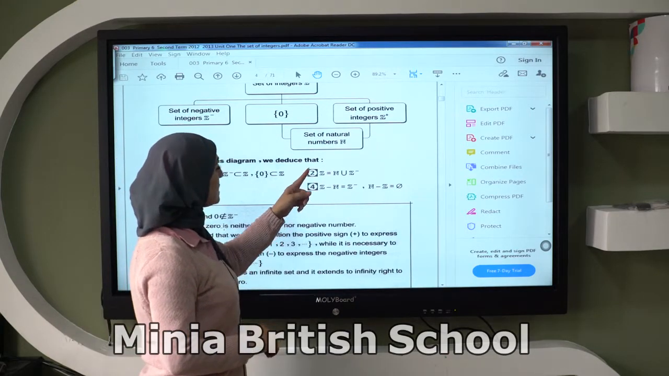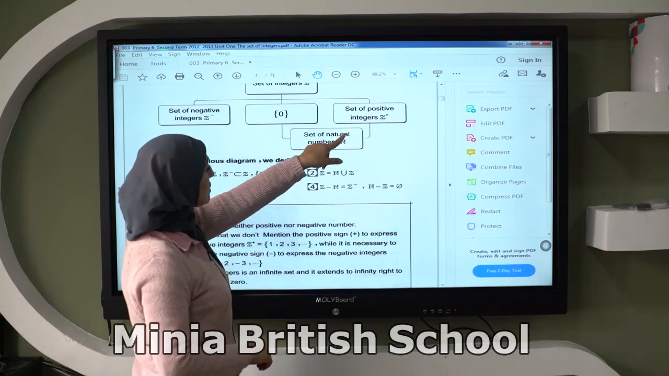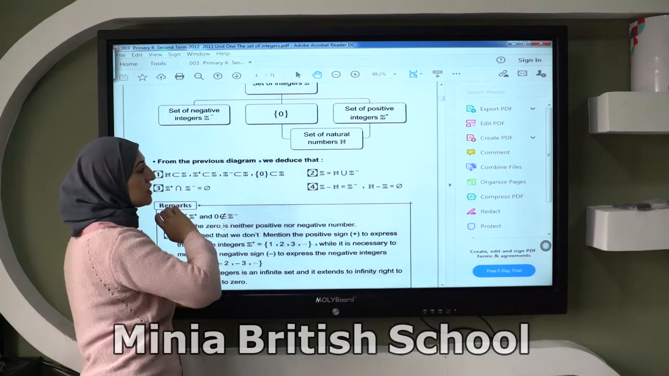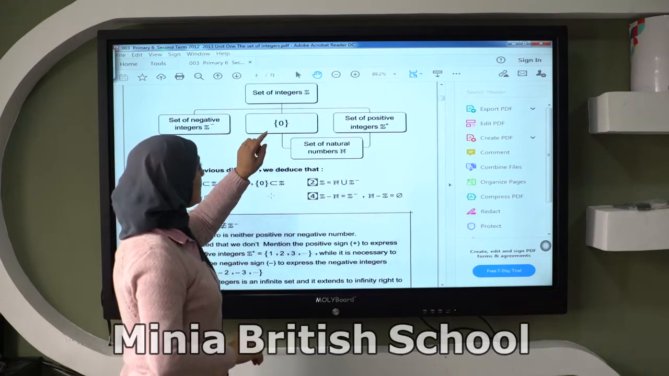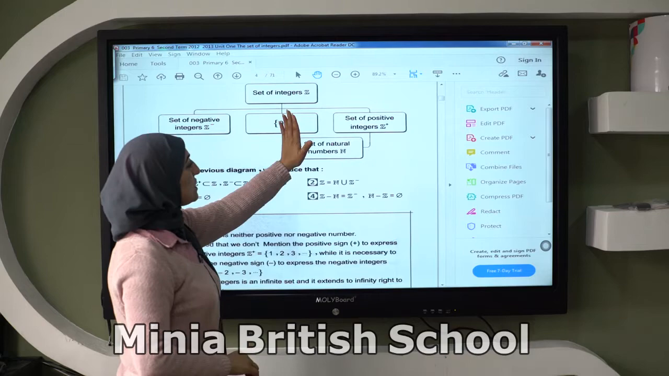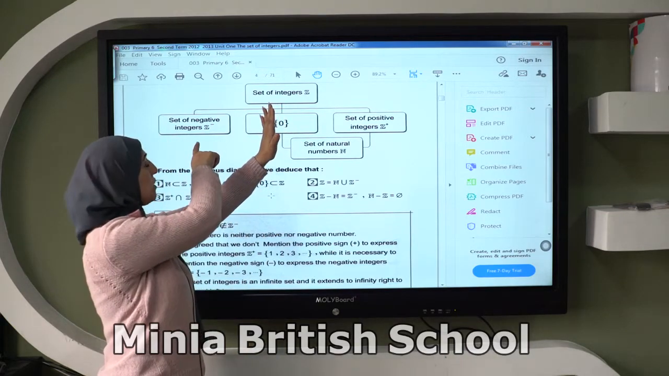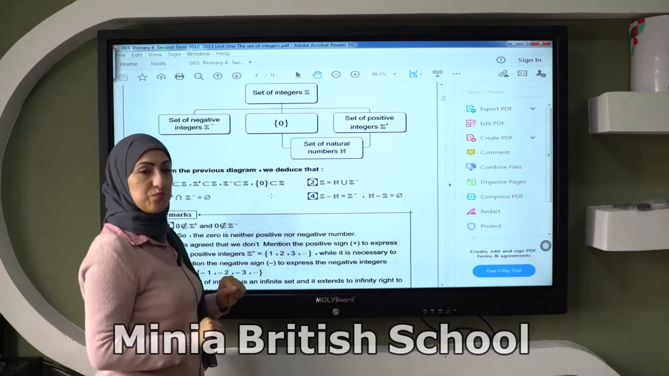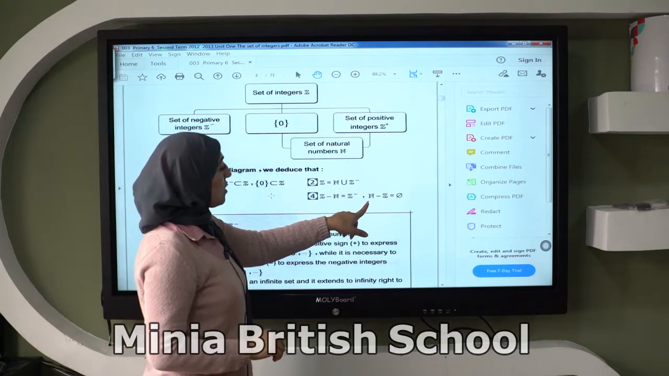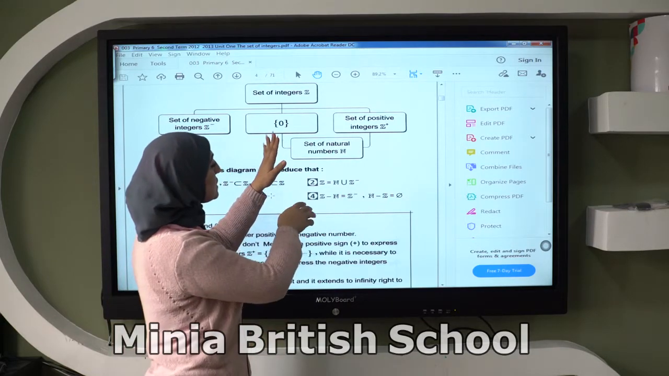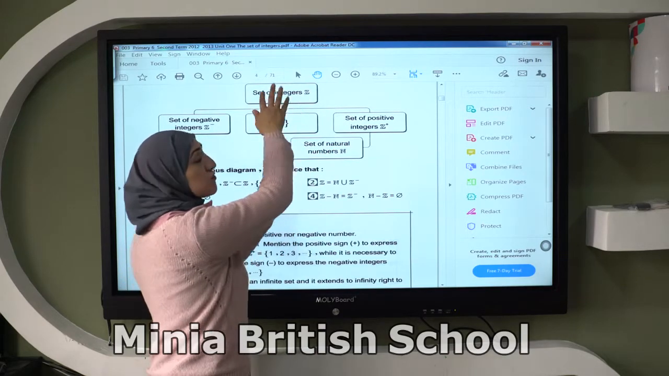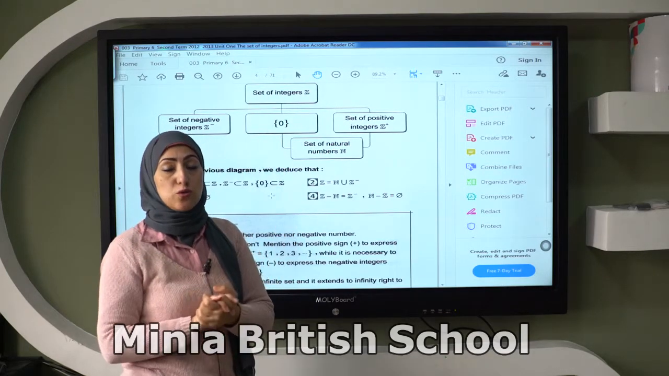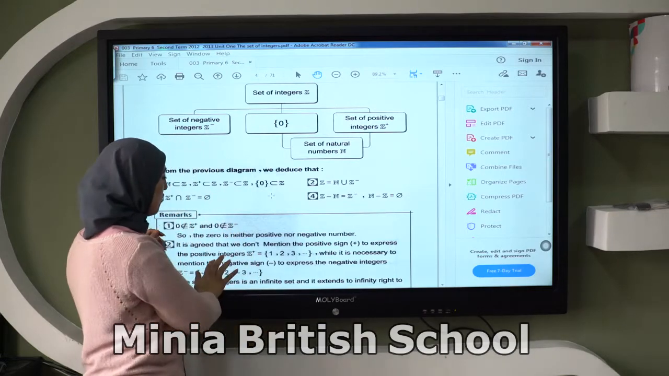Also we can say Z equals the natural numbers union the negative integers, right? Z difference the natural numbers gives me the negative integers. The natural numbers difference Z, so it will be phi, the empty set.